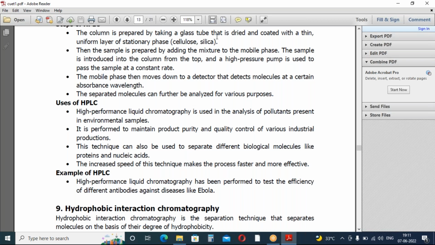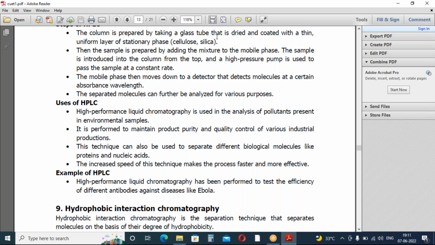Understood? This is a type of column chromatography first of all, and the difference is the high pressure we are using, up to 400 moles. Here the pressure is used. That is the major point you have to remember.